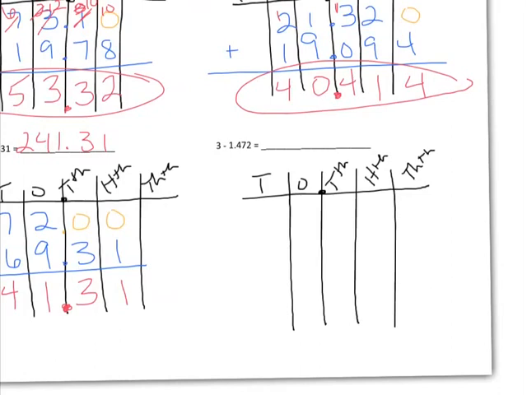My last problem on this side is 3 minus 1 and 472 thousandths. So I take 3 minus 1 and 472 thousandths. I'm going to have to get some zeros out there. So I set up my decimal point, 0, 0, 0. Okay, can't take away 2 from 0, so I have to go all the way to my ones place.